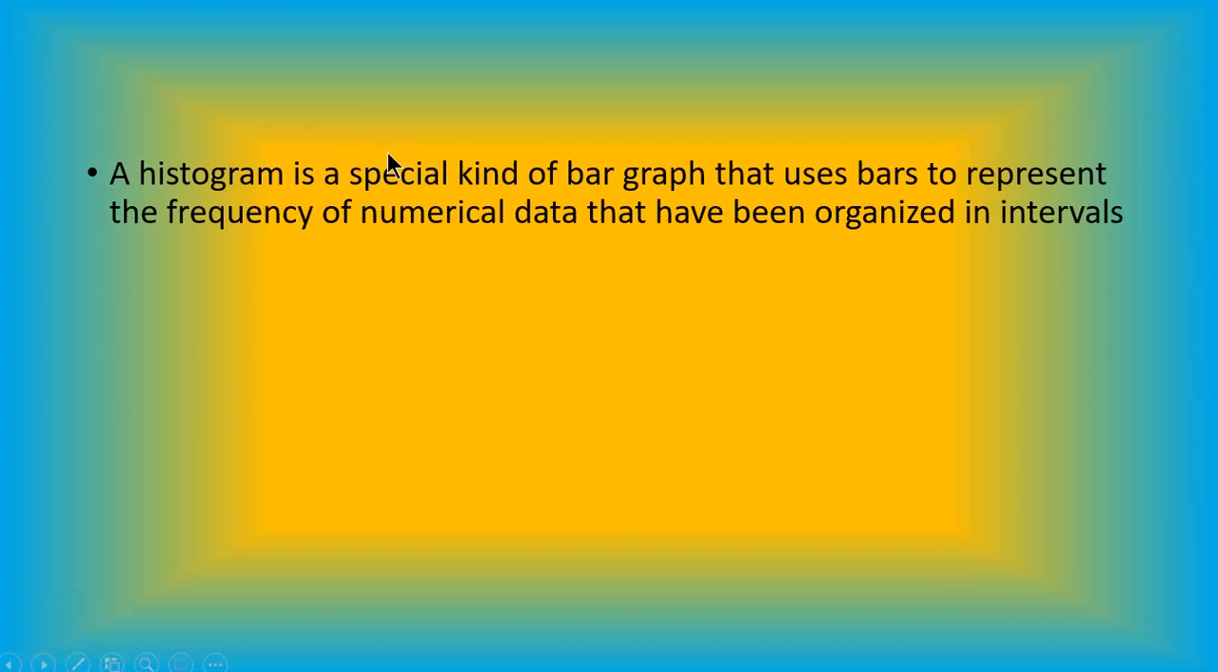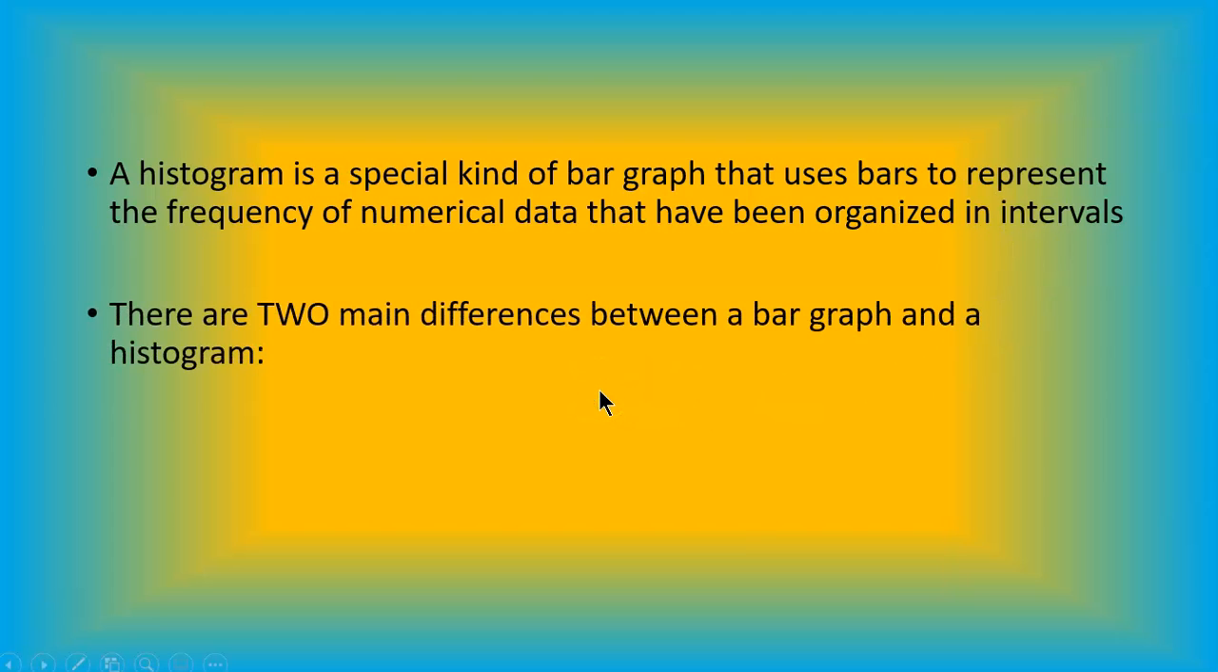So here we go. Histograms. You already did frequency tables. This is what you use a frequency table for. You make a histogram. So let's look at this. A histogram is a special kind of bar graph, and it uses bars to represent the frequency of numerical data that have been organized in intervals, okay, groupings.